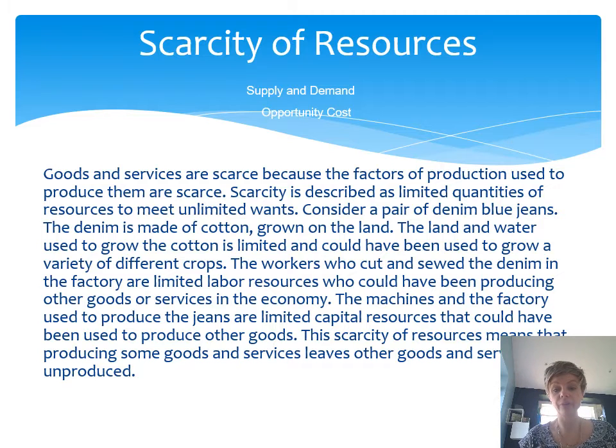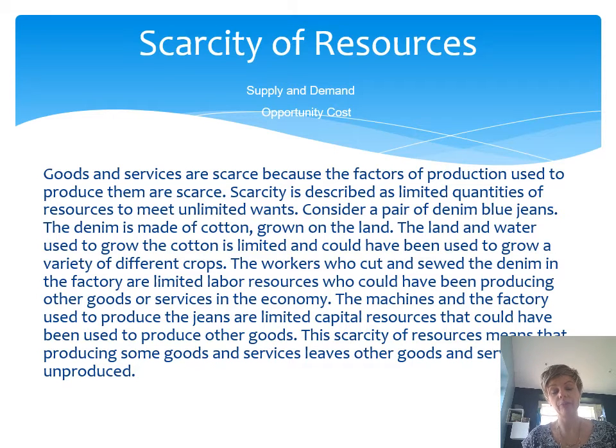So this is the answer for number 16. And then if you think about a pair of blue jeans, the denim is made of cotton, it's grown on the land. The land and water used to grow the cotton is limited and could have been used, opportunity cost, to grow a variety of crops. The workers who cut and sewed the denim in the factory are limited labor resources. Again, opportunity cost, you could have been producing other goods or services in the economy. And the machines in the factory used to produce the jeans are limited capital resources that could have been used to produce other goods.